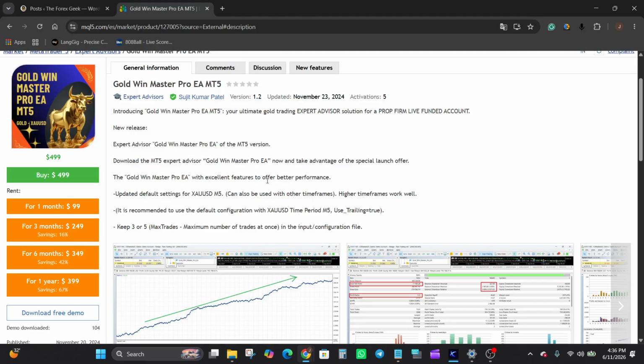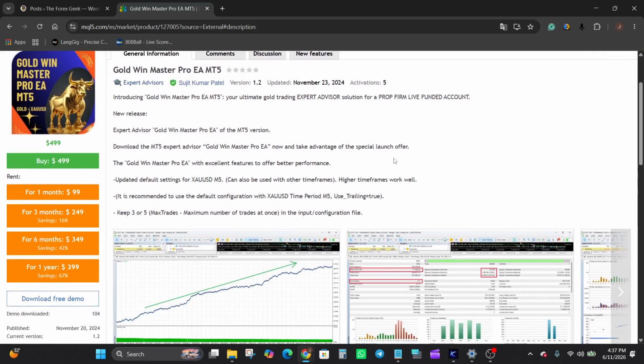Moving into the setup details, I can see a few important configuration notes here. The default settings are optimized for XAUUSD on the M5 time frame, which basically means the 5-minute chart is the primary reference point. It's also mentioned that it can be used on other time frames, and higher time frames may also work depending on the user's approach. One key setting highlighted here is the use of use trailing equal to true, which suggests trailing logic is part of the risk or trade management approach.